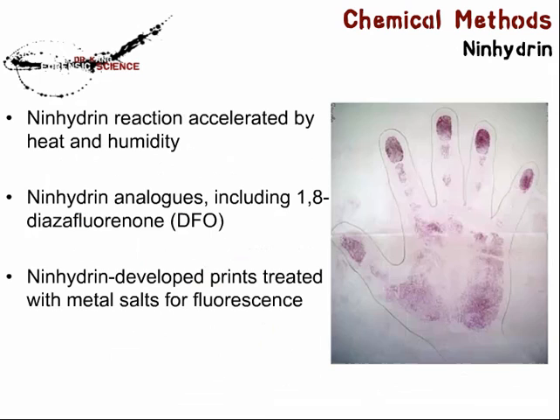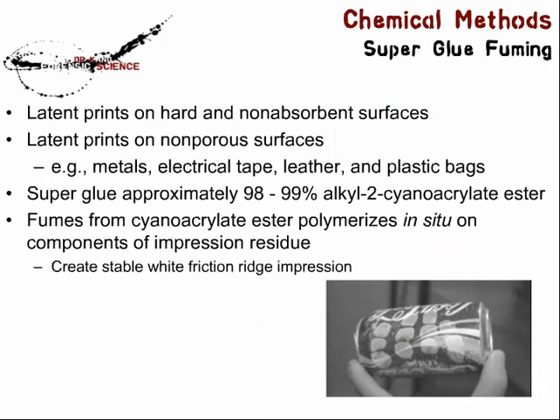Cyanoacrylate fuming, commonly known as superglue fuming, is a chemical method used to develop latent prints on hard and non-absorbent surfaces as well as non-porous surfaces such as metals, leather, and plastic bags. Superglue is approximately 98 to 99% cyanoacrylate ester, a chemical that visualizes a latent fingerprint. Cyanoacrylate ester fumes interact with latent fingerprint residue by polymerizing in situ, yielding a stable white friction ridge impression.